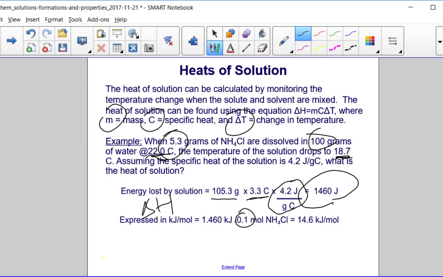And that just comes from taking this 5.3 grams and converting it to moles using the molar mass from the periodic table. And we get 14.6 kilojoules per mole.